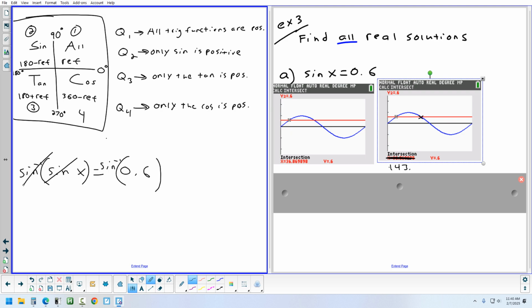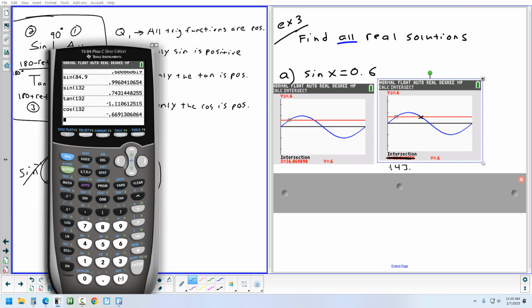And now just type it in. The inverse sine of 0.6. We already got our first answer, 36.869. Okay, that was a lot faster than having to set the window, graph it, find an intersect. Way faster. 36 point, we'll call it 36.87.